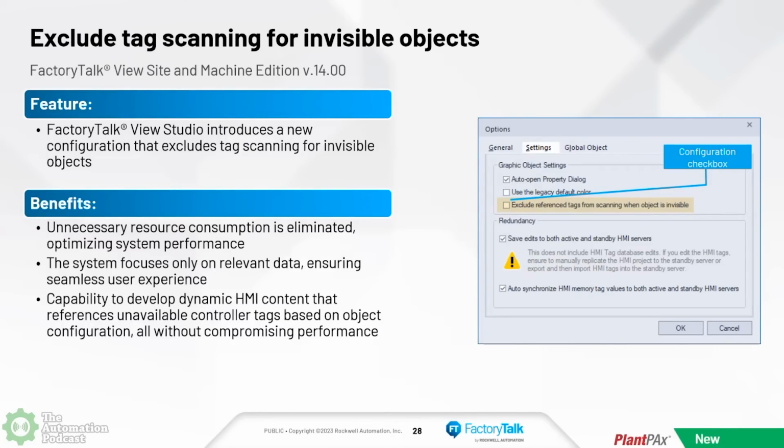This checkbox is under options? Yeah, if you go to options under settings, you'll see there's a new checkbox which says exclude reference tags from scanning when objects are invisible. And invisible is a property I can change in the property panel for that object? Correct. Okay, good. Correct.